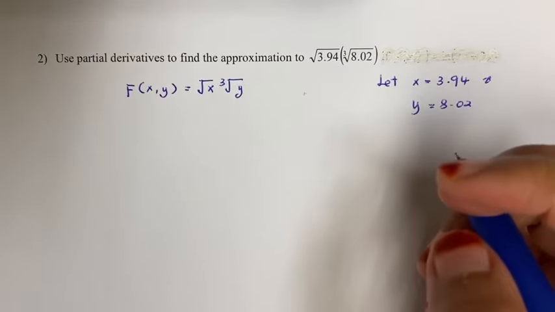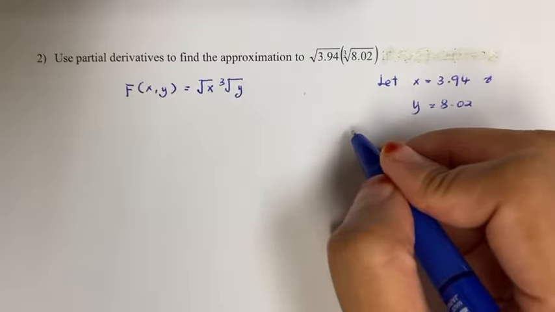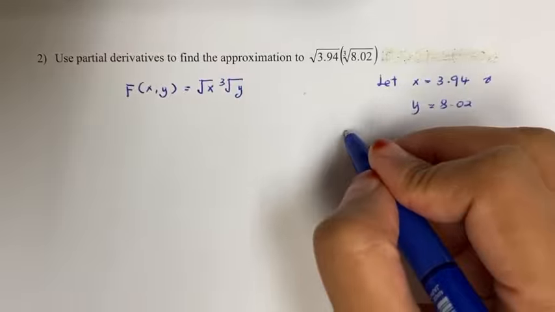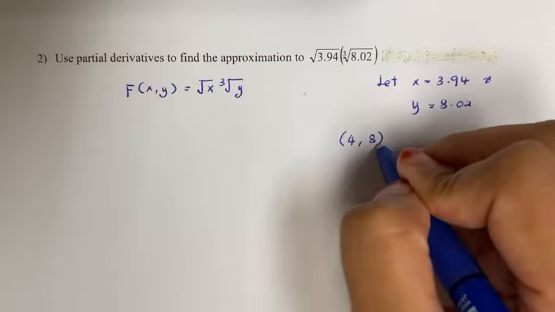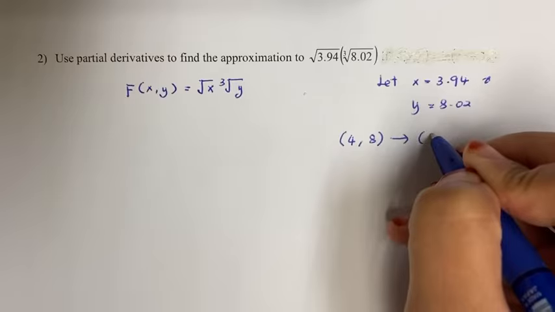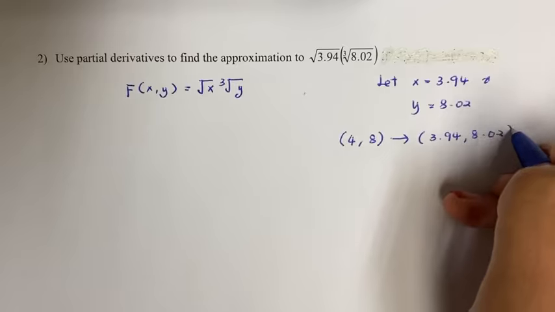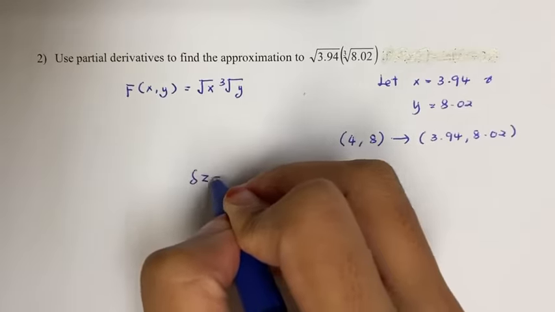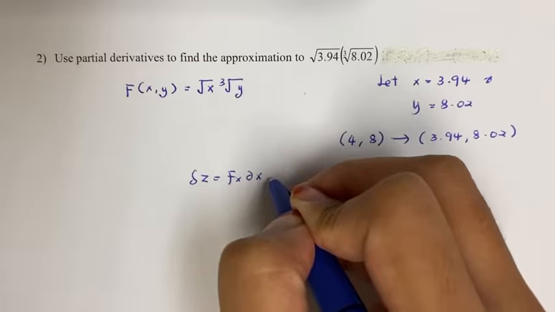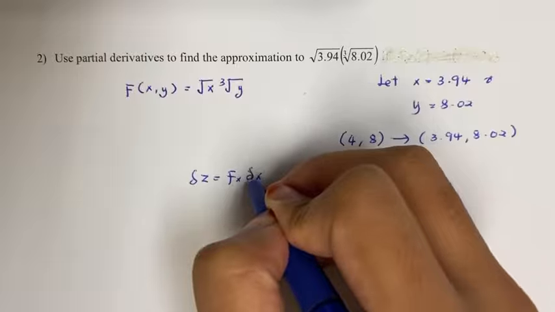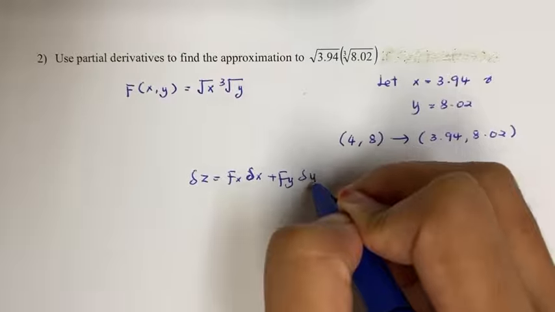And then maybe you can set as well the value for previous x and y. So maybe it is 4 instead of 3.94, and 8. And then it becomes 3.94 and 8.02. Sorry, delta z is equal to fx delta x plus fy delta y.